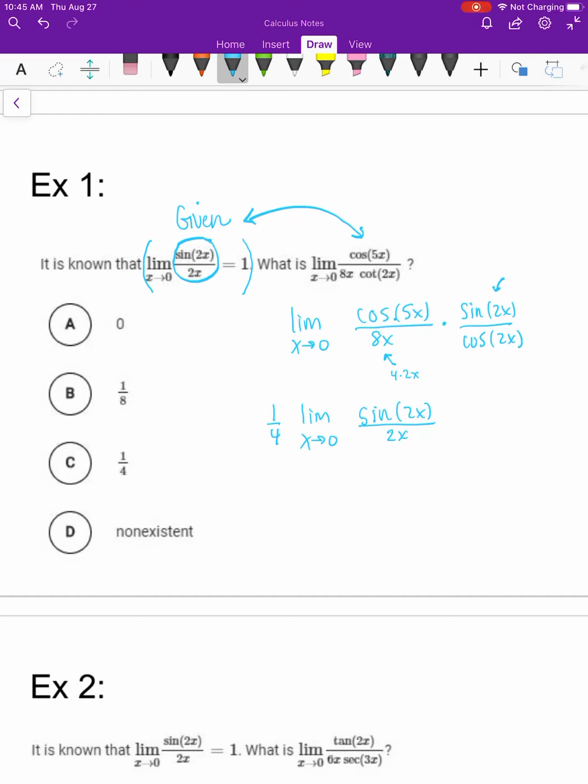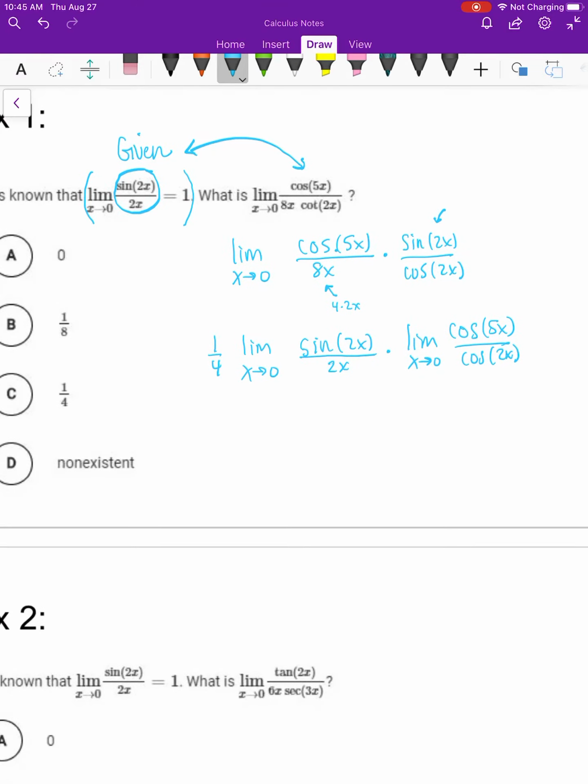Now, look, 4 times 2x, that's still 8x in the denominator. And I'm going to just add another limit on there. So I've got my cosine of 5x over my cosine of 2x. Okay, so that is how you kind of split that 8x up into 4 times 2x, and you keep the 2x with you, because now I know this limit right here. I'm going to bring down my 1/4. I know that limit is 1.